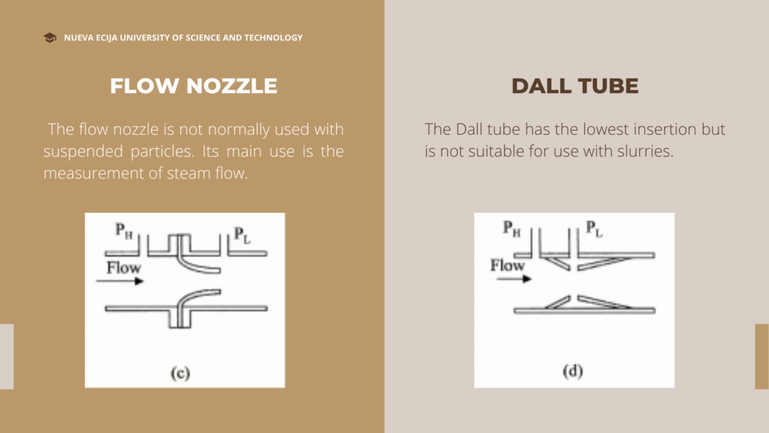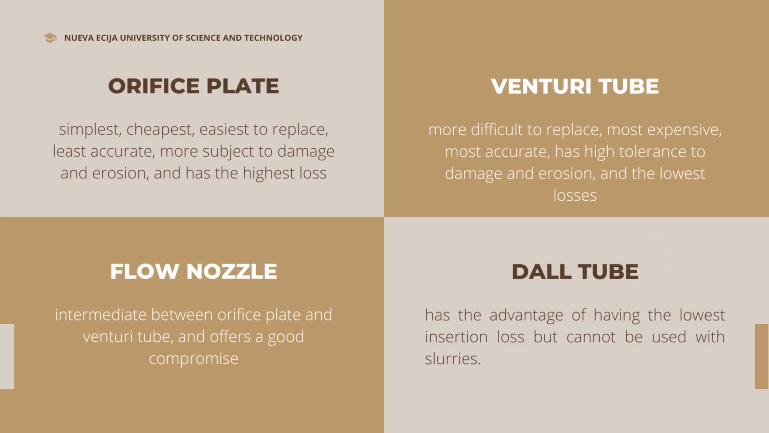Last but not the least, yung dowel tube. The dowel tube has the lowest insertion loss but is not suitable for use with slurries. So, dito naman kay dowel tube, as we can see, may magkasalubong na parang barrier na kahawig din medyo ni Venturi tube, pero yung kay Venturi tube kasi yun na yung mismong pipe, yung shinape sa ganyan. Pero ito naglagay siya sa loob ng pipe ng barrier or yung restriction. So ito pa yung mga differences nila.